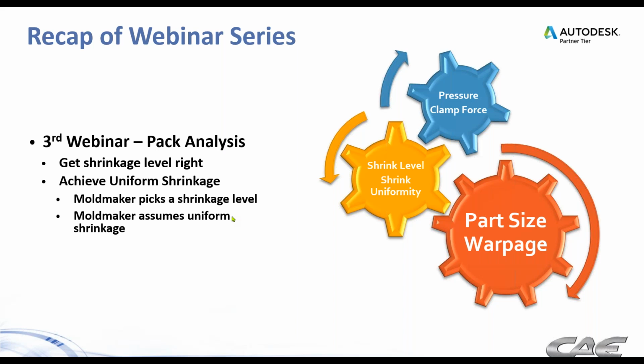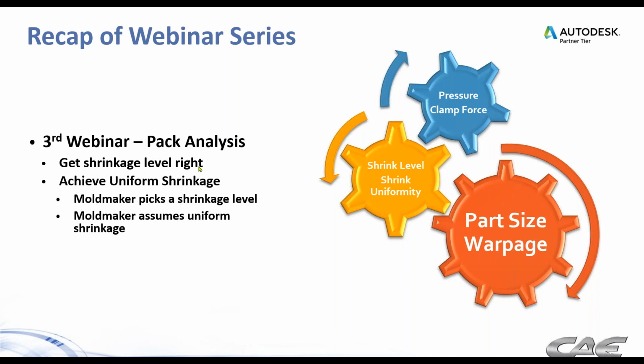Wall thickness, distance from gate, temperatures, a lot of different things play into how the material shrinks. And the mold maker has to make an assumption about shrinkage being uniform. Some cases can do different numbers in different directions, but by and large, it's a uniform shrinkage number that they're targeting, and we as analysts have to try to make that assumption as true as possible.